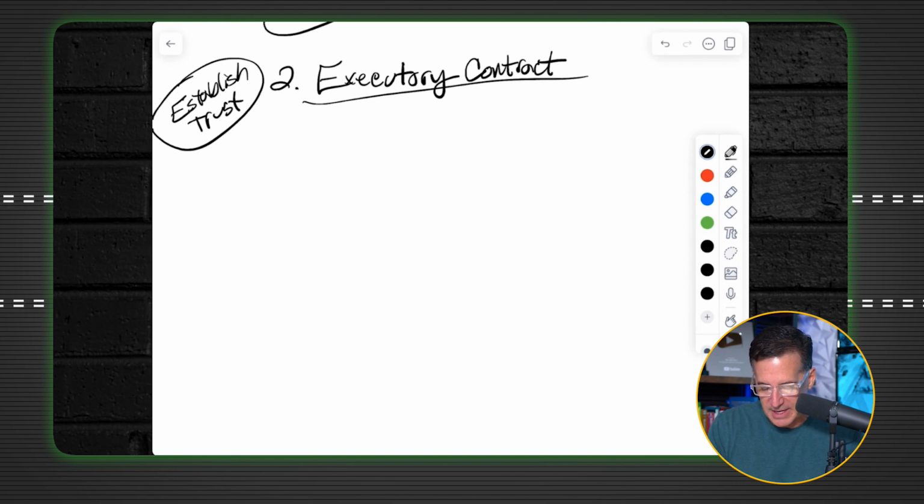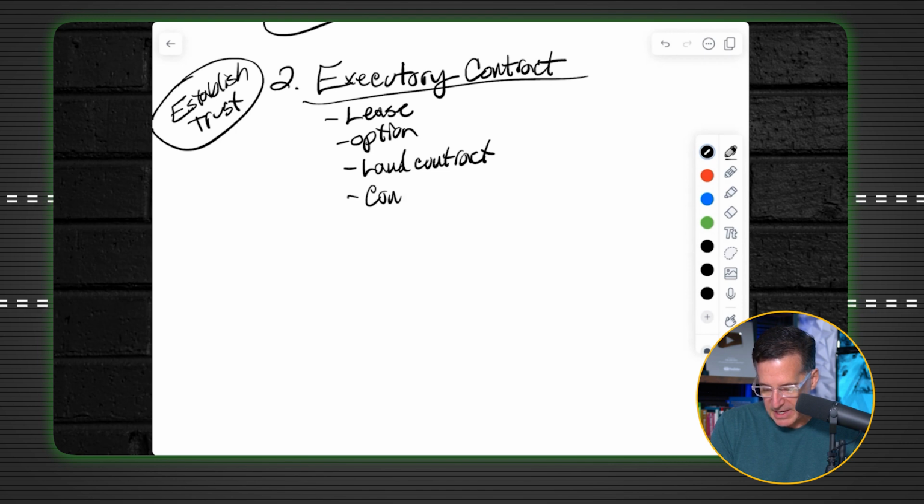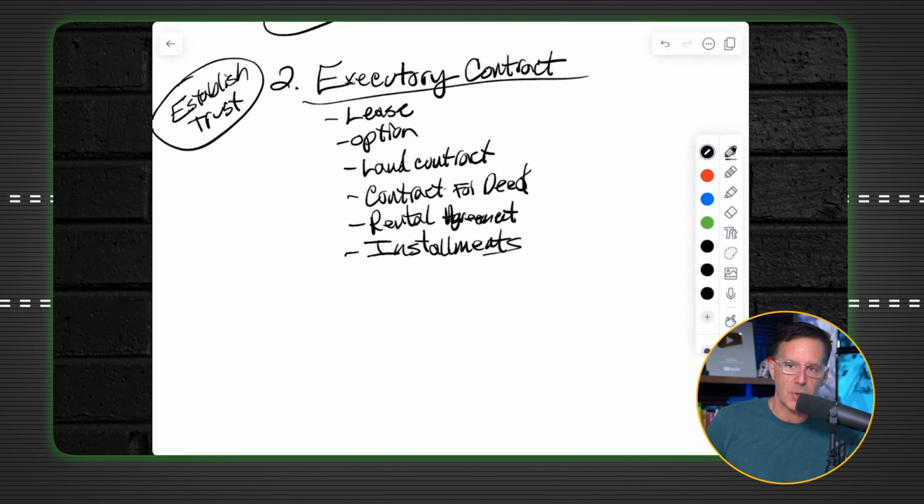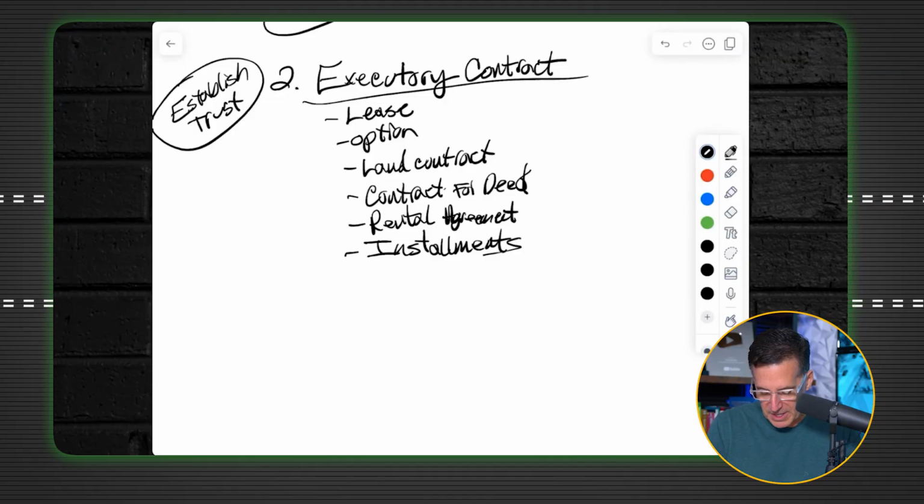An example of an executory contract, depending on what state you're in, can be a simple lease, an option, a land contract, a contract for deed, a simple rental agreement, or installment payments. Executory is just a fancy word that covers all these different names depending on what state you're in. There's a ton of them, too many for me to even name. I just want you to understand an executory contract means both parties have to live up to their obligations, and until they're executed in full, it's executory.